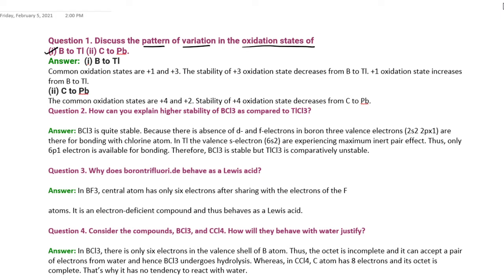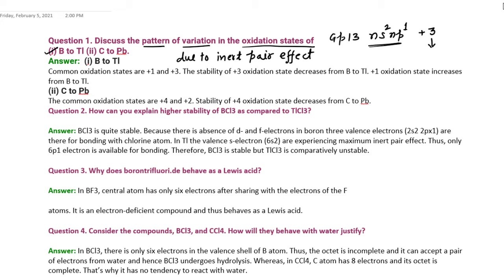So boron to aluminium means it is group 13. Now in group 13, the electronic configuration is ns2 np1. Okay, so group oxidation state is +3, right? But when we go down the group, due to inert pair effect, keep in mind, due to inert pair effect, what happened?